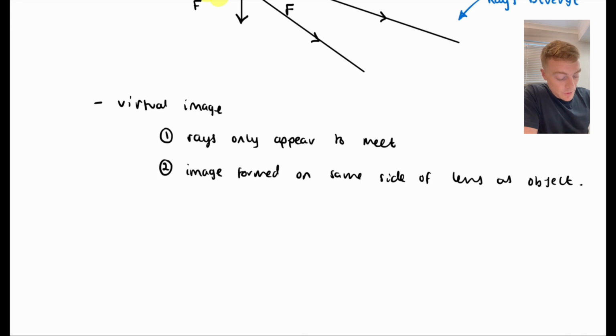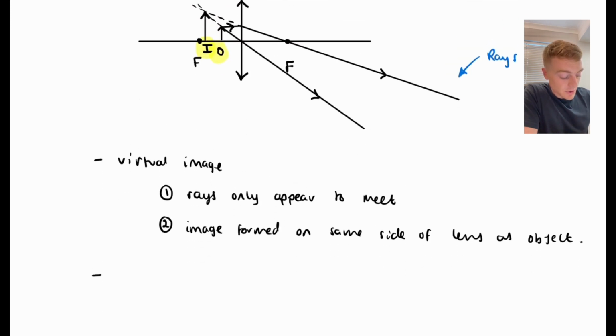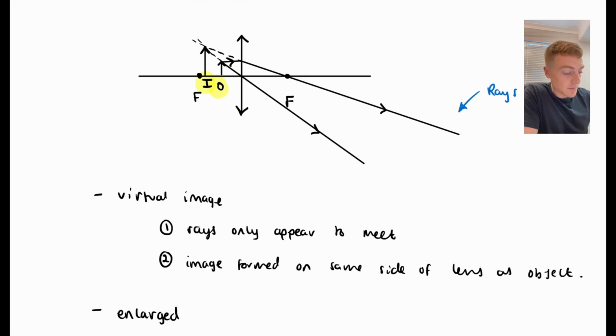Okay, we can also see that the image is now enlarged, so it's got bigger. And we can also see that it's upright because the arrowhead is pointed up. So if this was a person, this person would have its head there. So the person would now appear bigger.